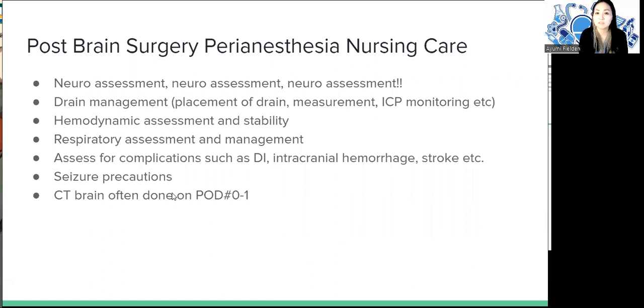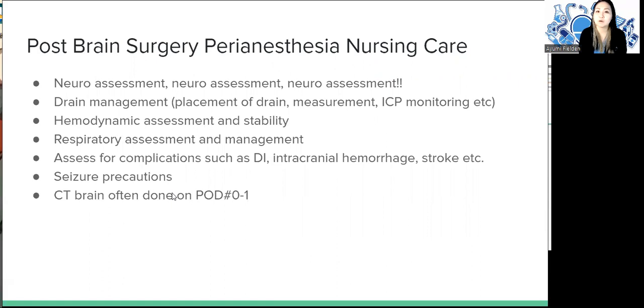Hemodynamic stability assessment is again important because the brain is a very greedy organ, and it is going to act up if you don't have an optimal cardiac output. Assess complications such as DI, intracranial hemorrhage, stroke, and any issues related to brain surgery.